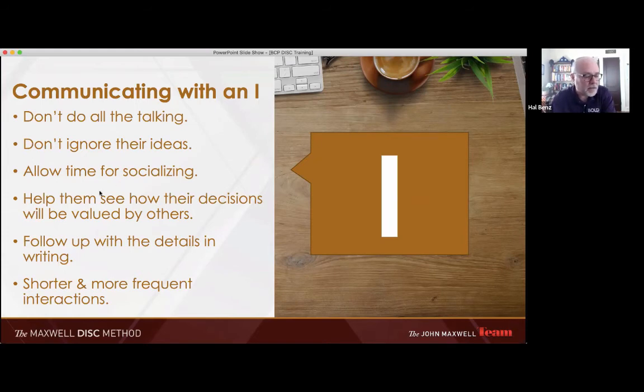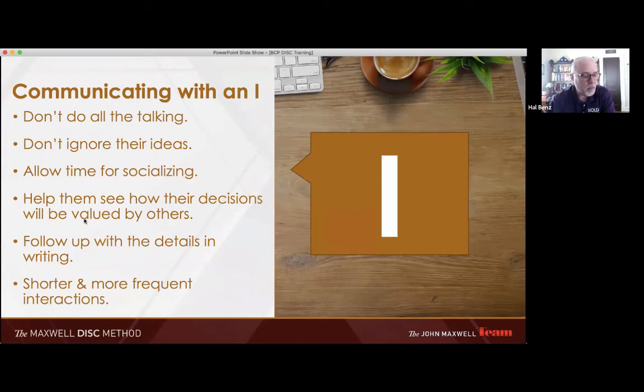Don't ignore their ideas. Allow enough time for socializing. If you're a high D, this is where you're going to have to style flex because you're just going to want to get to the point and you've got to let them go. You've got to let them talk. Help them see how their decisions are going to be valued by other people.